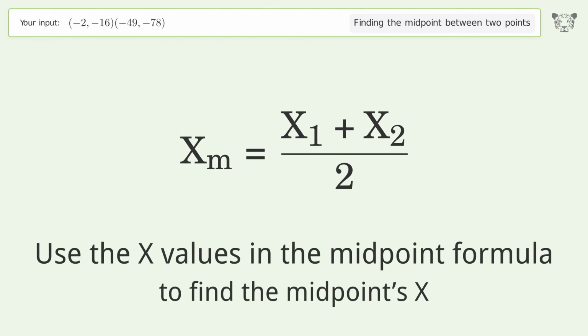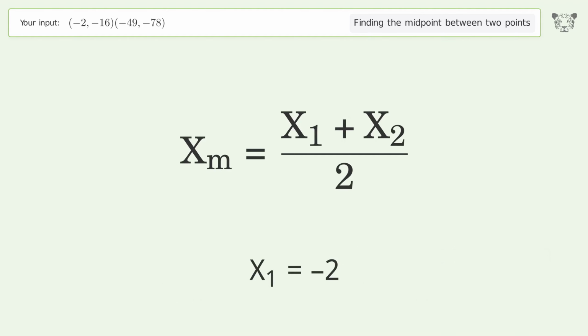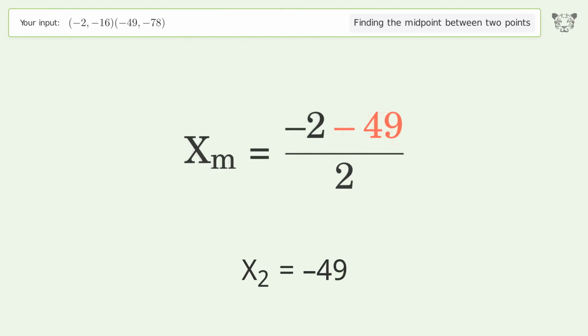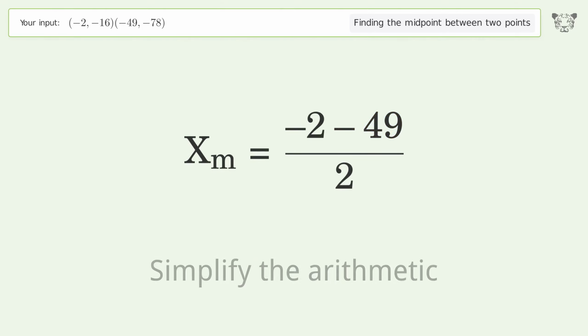Use the x values in the midpoint formula to find the midpoint's x. x1 equals -2. x2 equals -49. Simplify the arithmetic.